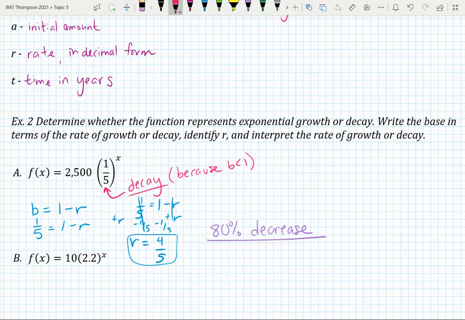It's a decay. What's my rate of decay? 4/5. How do I change that into a percentage? Just divide on a calculator. Since it's decay, that means it's a decrease. It's going down 80% every time.